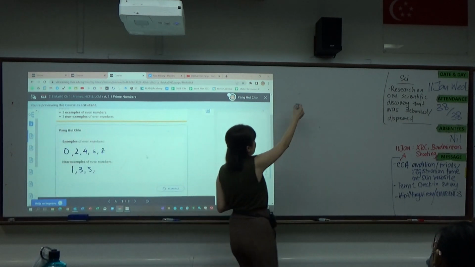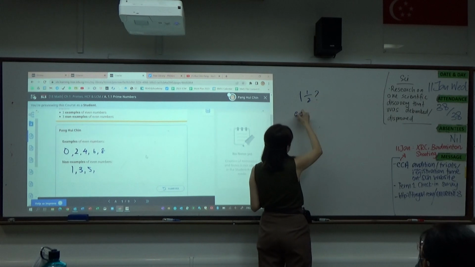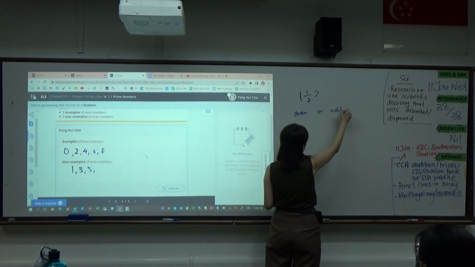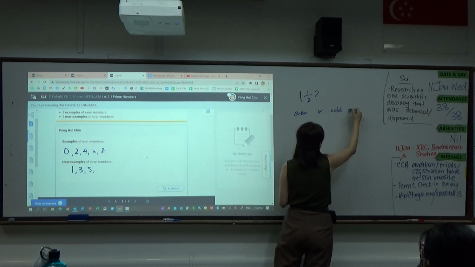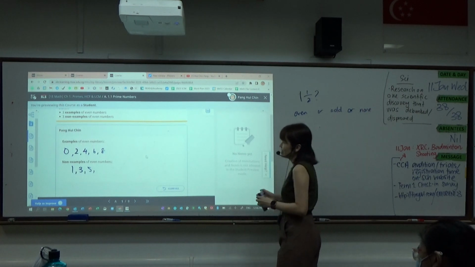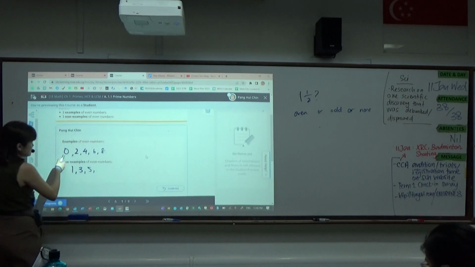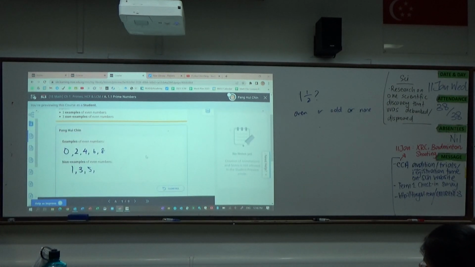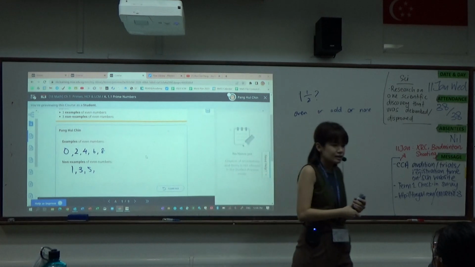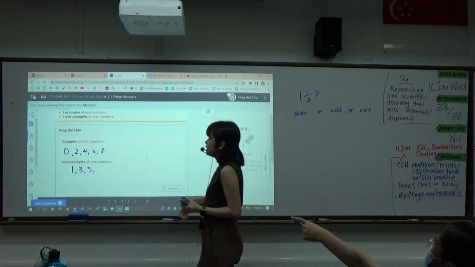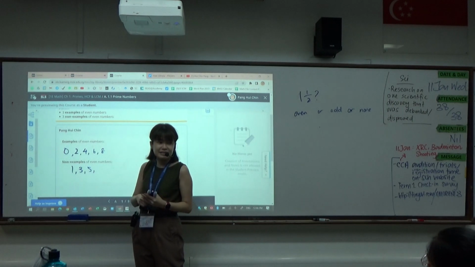So we are a bit confused about 1 and a half. Even or odd? Or maybe none, it is a fraction. For even numbers, I think we are clear about what they are. How do we define even numbers? Numbers that what? 0, 2, 4, 6, 8. Can I have a clearer definition rather than listing all the numbers? Can be divisible by 2. Very good. 0 is even.